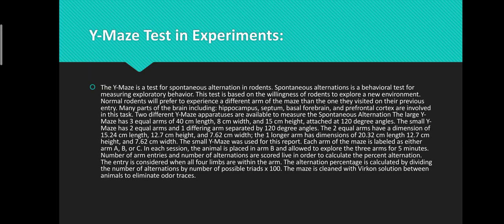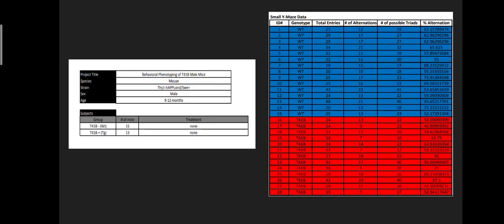The small Y maze was used for this report, and we can label the arms A, B, or C for knowing them correctly. And after that, you see the data.